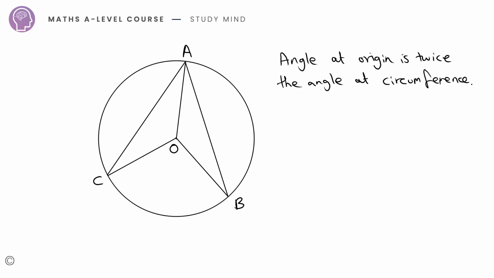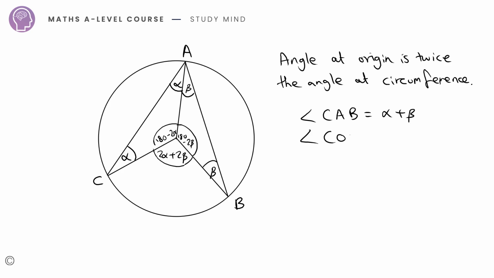Okay, so let's suppose that this is alpha, then this is alpha, and this is 180 minus 2 alpha. And let's suppose that this angle here is beta. Then same reasoning. Now, angles in a circle like this add to 360. So we have 360 minus this, which gives 2 alpha plus 2 beta. But now notice that angle CAB is alpha plus beta, and angle COB is 2 lots of alpha plus beta, therefore proving the inscribed angle theorem.